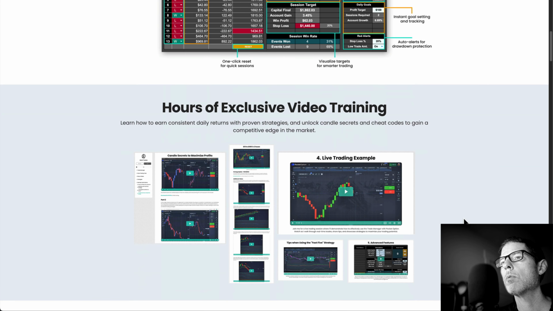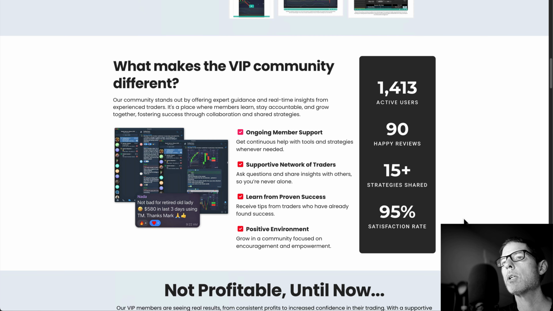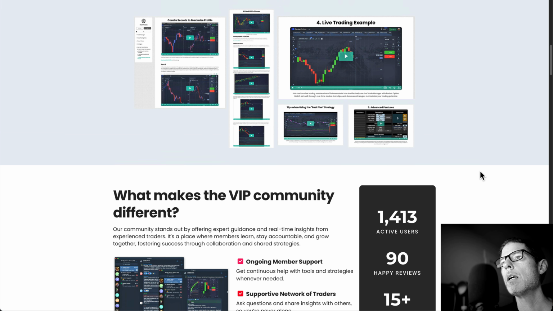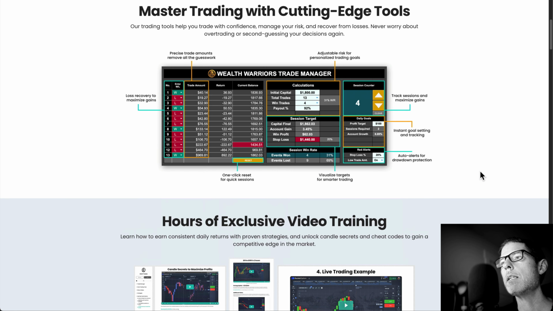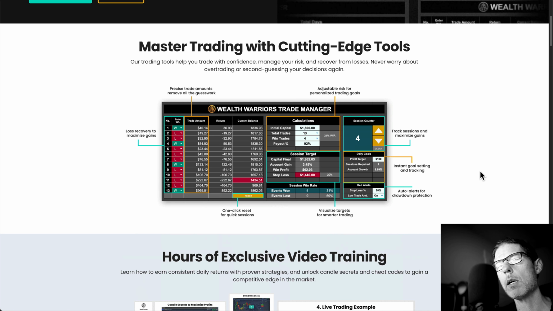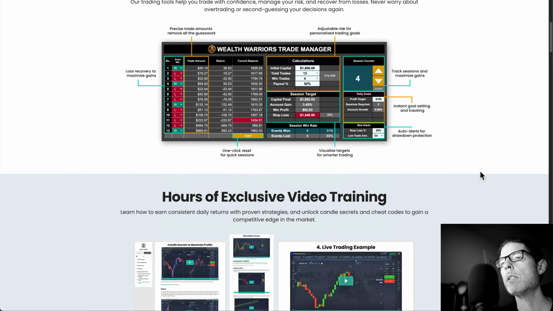And so the group, it kind of looks like this. We have ongoing support. We're getting close to 1,500 members now. It's pretty outrageous, but the community is growing rapidly. We've got a lot of members that want to get their hands on the Trade Manager. They see the benefit. They see the power of this, and they're using this every day.